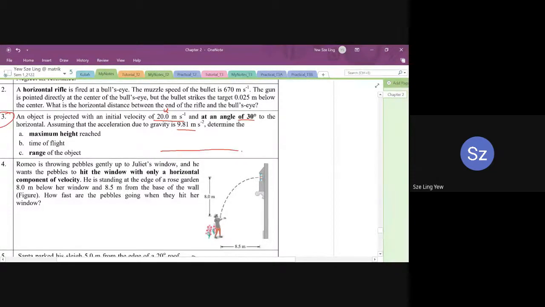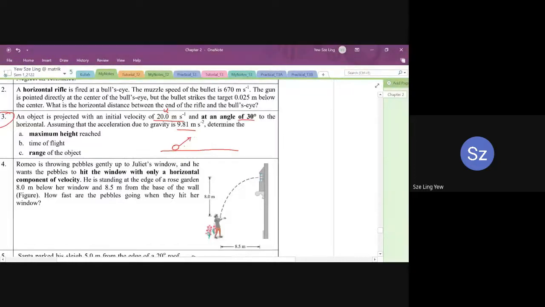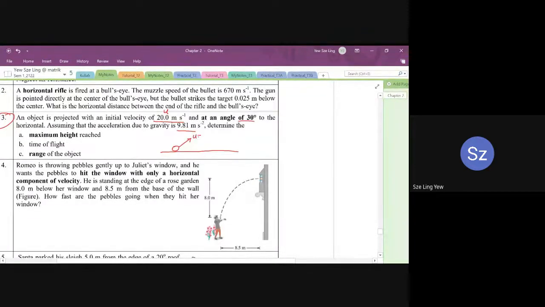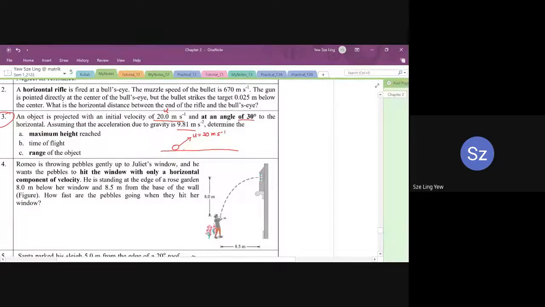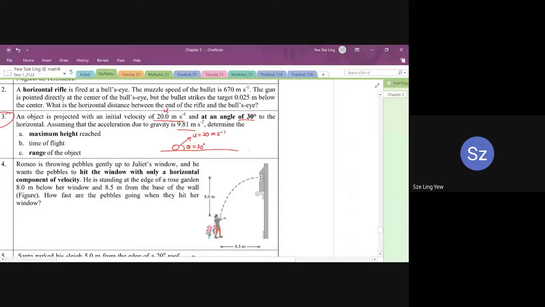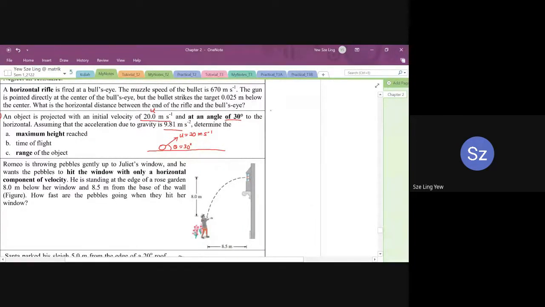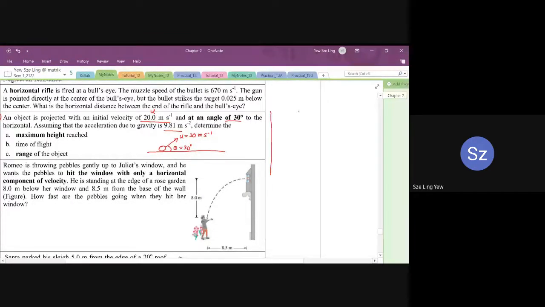Okay, this is the diagram. This is an object. It is being projected with an initial velocity u equals 20 meters per second. And the angle here, theta, is equal to 30 degrees to the horizontal, right? And it tells you a is 9.81. Now, how are we going to solve a projectile motion question? Okay, it is always a good idea to draw a table first.